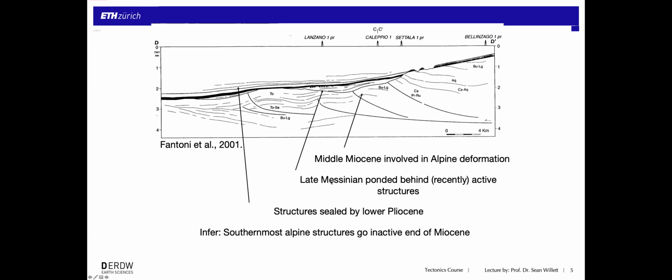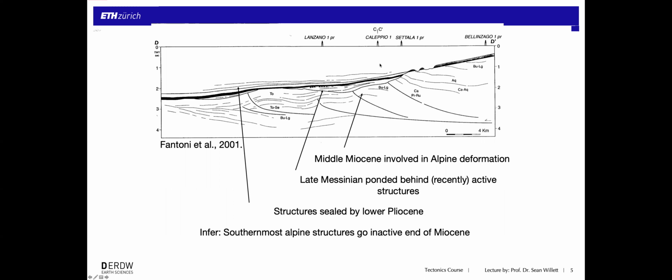And by the time you get to the end of the Miocene, which is the Messinian stage, it's hard to tell if they were still active, but there's sediments ponded behind, so that could be either paleotopography on these, or it could be that they were still active in the Messinian. But by the Pliocene, there's no deformation. And these sediments up here are Pliocene.